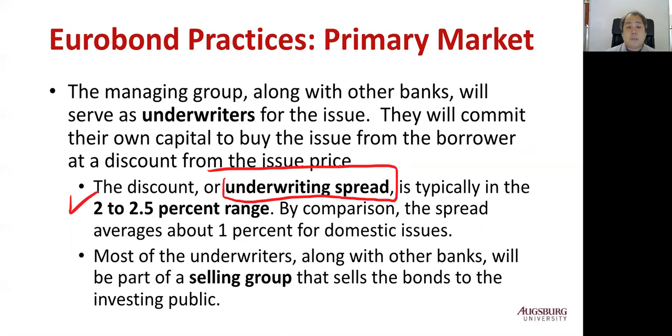For domestic, it's about 1%. Most of them, I mean, they have more jobs, right? It's international issuance, so obviously they charge more. Most underwriters will be part of the selling group that sells the bond to the public. So that's about the primary market. It's very similar to the primary market of the domestic issuance.